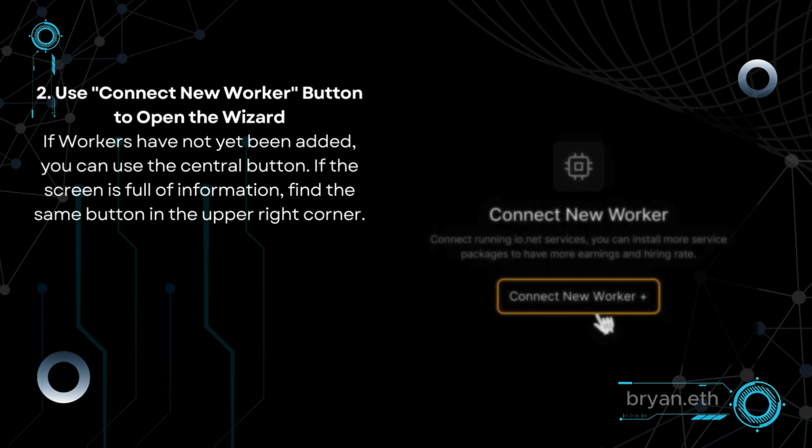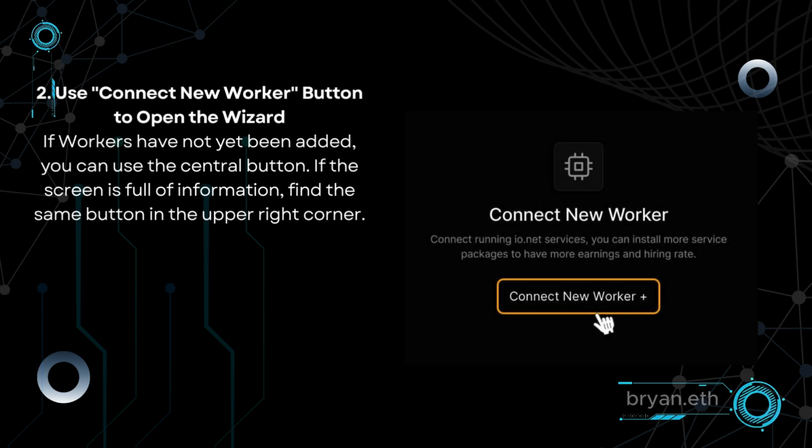2. Use the Connect New Worker button to open the wizard. If workers have not yet been added, you can use the central button. If the screen is full of information, find the same button in the upper right corner.